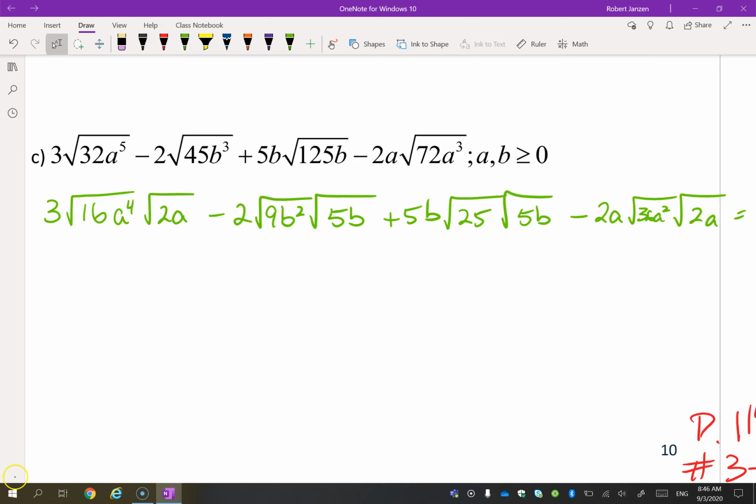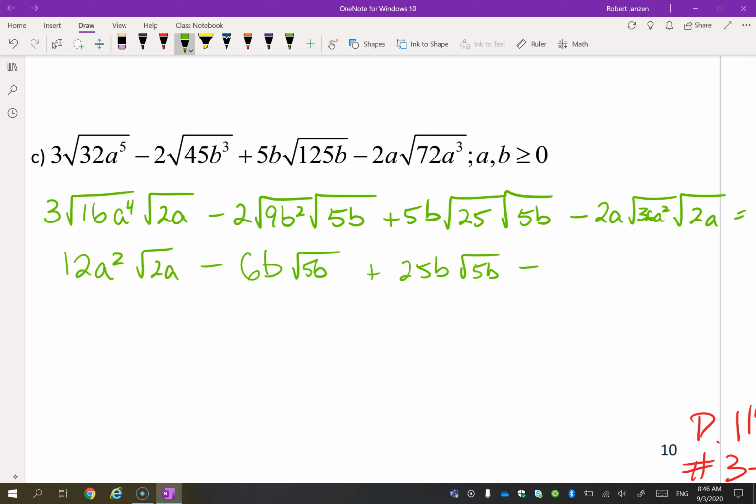Okay? So the square root of 16a squared, that's 4a squared. So this is going to be 12a squared times the root of 2a minus 6b root 5b plus 25b root 5b, minus 12a squared root 2a.